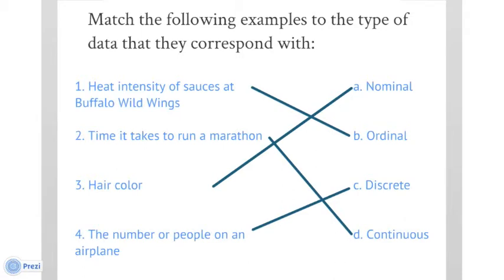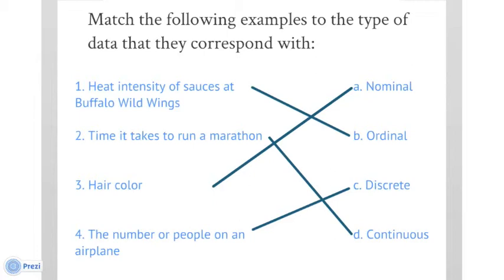The second example of time it takes to run a marathon is continuous data. There is a continuum of times that a person could complete the marathon, whether it is 4 hours or 4 hours and 32.5 minutes. This can be more broadly defined as quantitative data. The third example of hair color is an example of nominal data. There is no order to this data, and there are no numerical values. This also falls under the category of qualitative data.